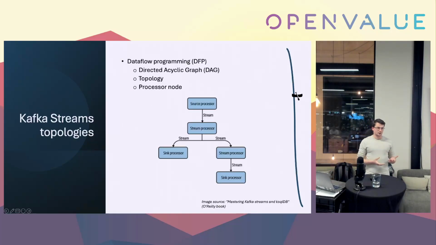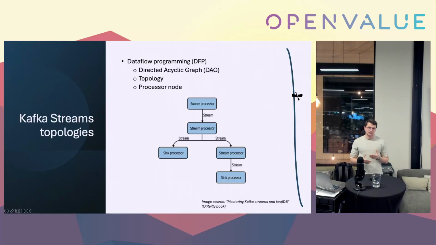So how do you do this in Kafka Streams? Well, it actually uses a programming paradigm called data flow programming, which is a paradigm in which you have a series of inputs, in which you do a certain transformation or a couple of transformations, which produce a certain amount of outputs. And Kafka does this by creating a directed acyclic graph.